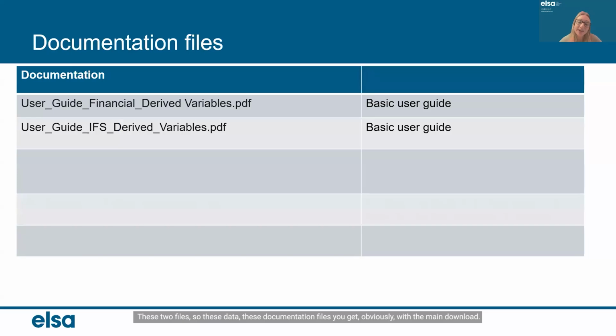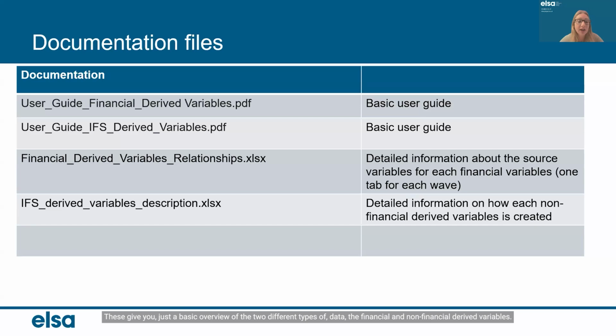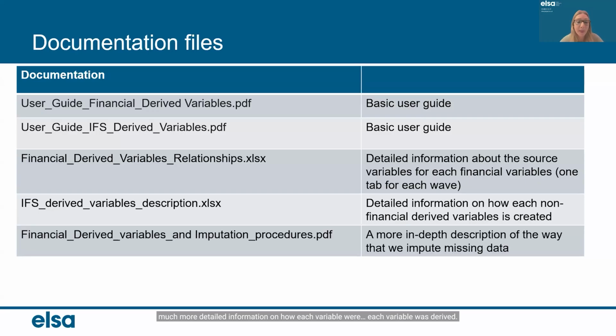These documentation files you get with the main download. These two give you just a basic overview of the two different types of data, the financial and non-financial derived variables. These two are more detailed spreadsheets, and they give you much more detailed information on how each variable was derived.